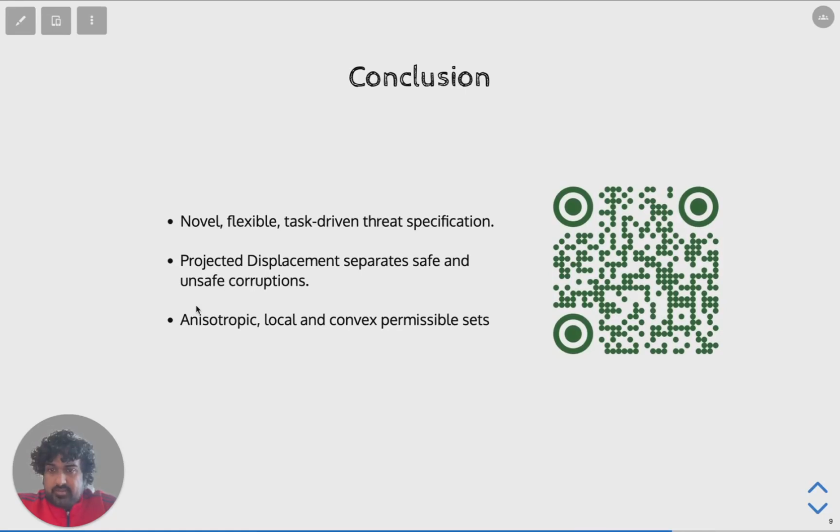Our key takeaways are that there is a novel, flexible, task-driven threat specification that is capable of separating safe and unsafe corruptions and yields local and convex permissible sets.